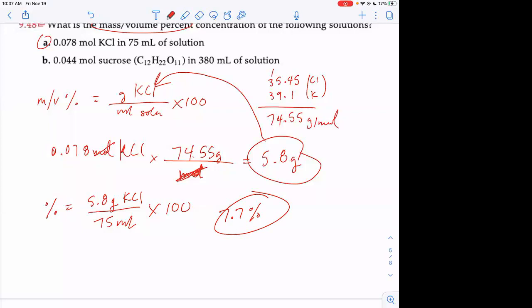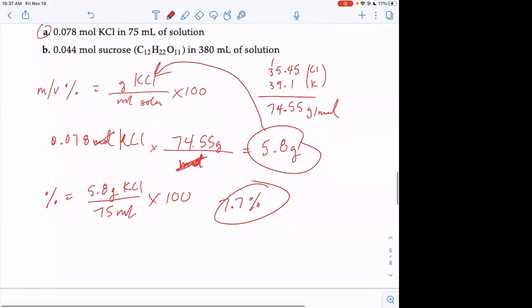I hope a problem like that would be just something you would crush on the exam. That's almost straight plug and chug into the equation, except we use the molar mass to convert moles to grams first. I feel like as long as we just remember these equations. B is the same way, so I'm going to skip over that. All you do is calculate the molar mass of sucrose, convert moles to grams, plug it in and divide by the 380 milliliters times 100.